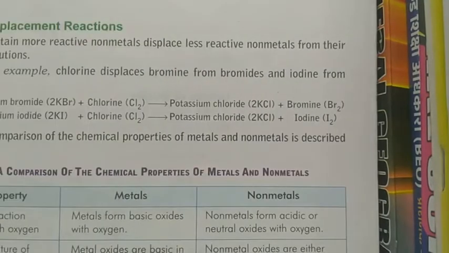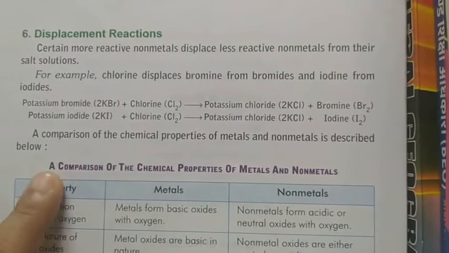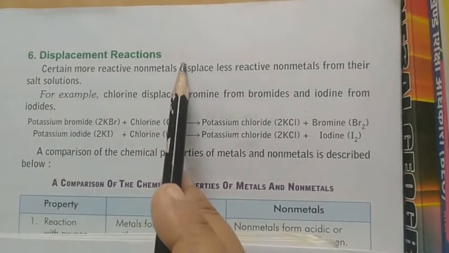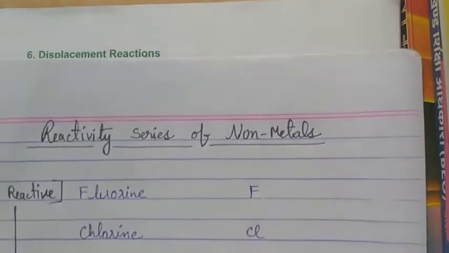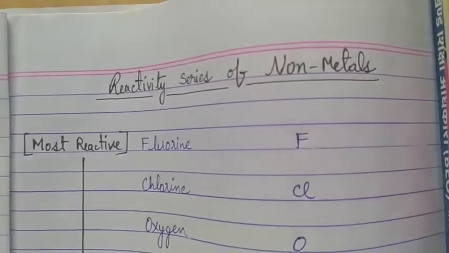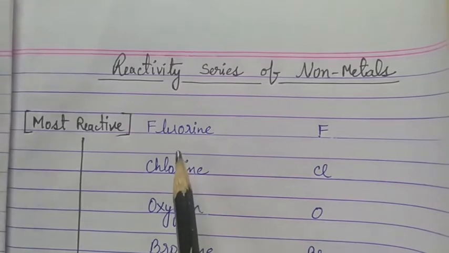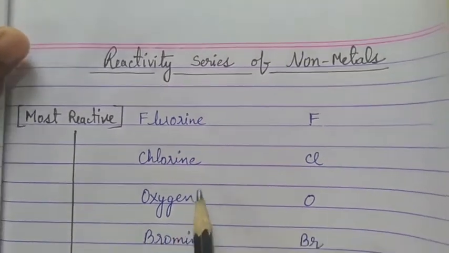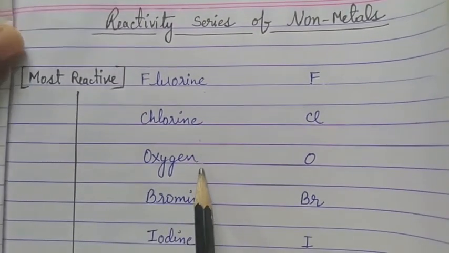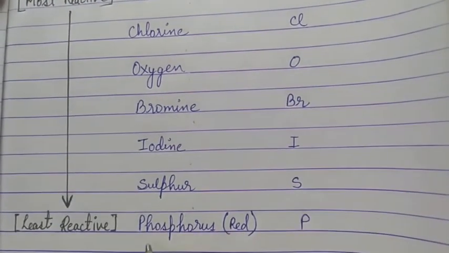Similarly, today we are going to study the displacement reaction of non-metals. To study this, we also have a reactivity series of non-metals. In this you will learn which non-metal is most reactive and which non-metal is least reactive. Let's have a reading of it. Fluorine, chlorine, oxygen, then bromine, then iodine, then sulfur, and the last is red phosphorus.